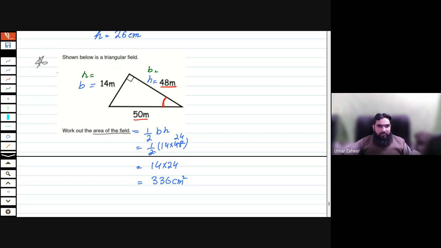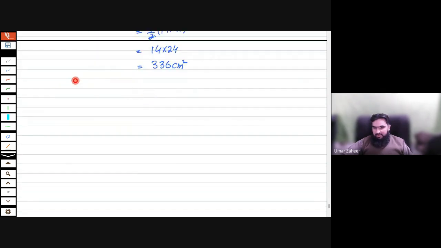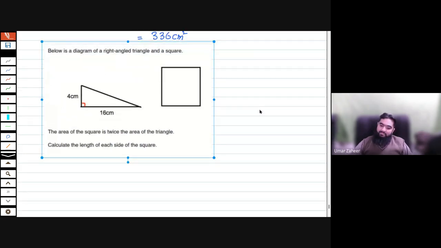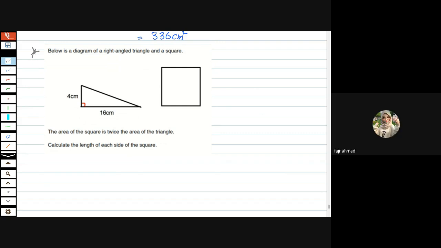All right, so let's go for the next one. Yes, Claudia, you have to be telling me about this one. First of all, read the question. The area of the square is twice the area of the triangle. Calculate the length of each side of the square.